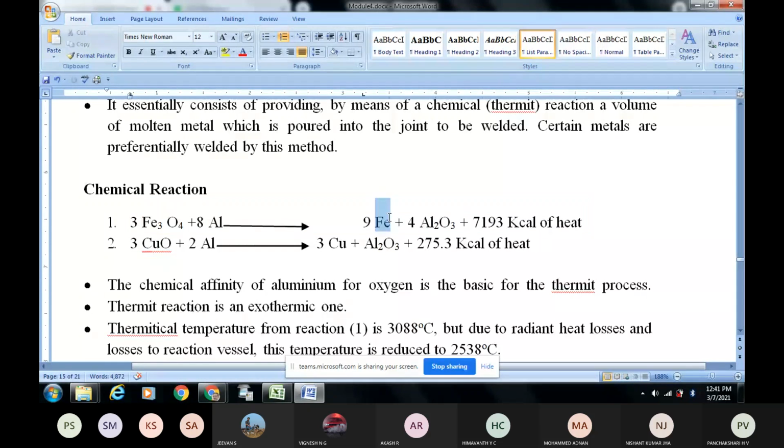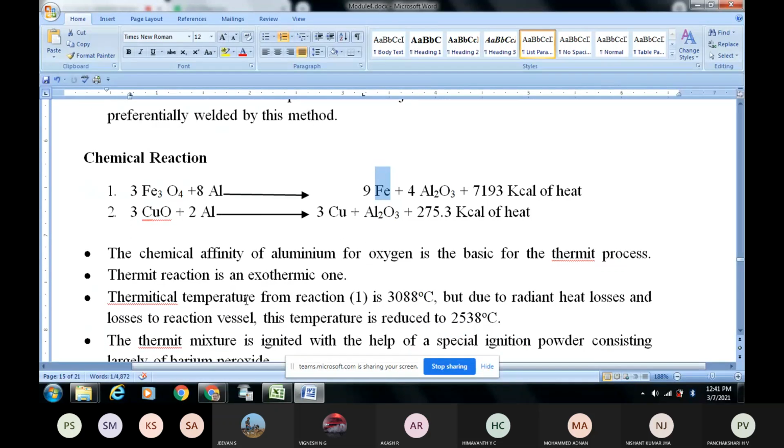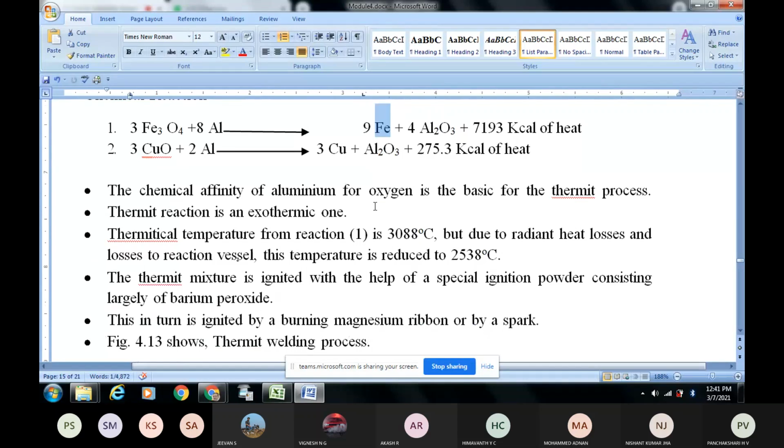That is why the chemical affinity of aluminum for oxygen is the basis for the thermit process. What happens here? In the iron oxide, oxygen is there, and this reacts with the aluminum. The chemical affinity of aluminum for oxygen is the basis for the thermit process. The thermit reaction is an exothermic one. Exothermic means it is releasing energy. That is why it is called an exothermic reaction.